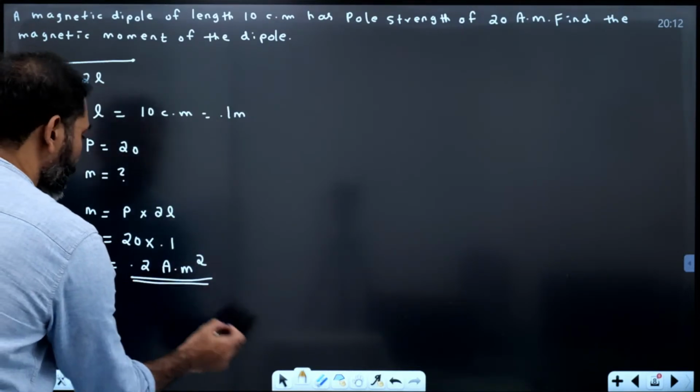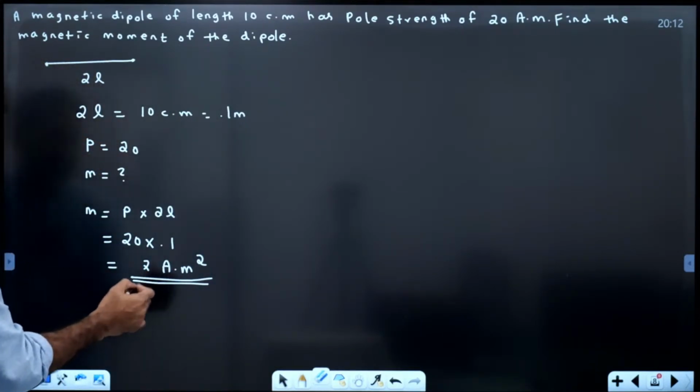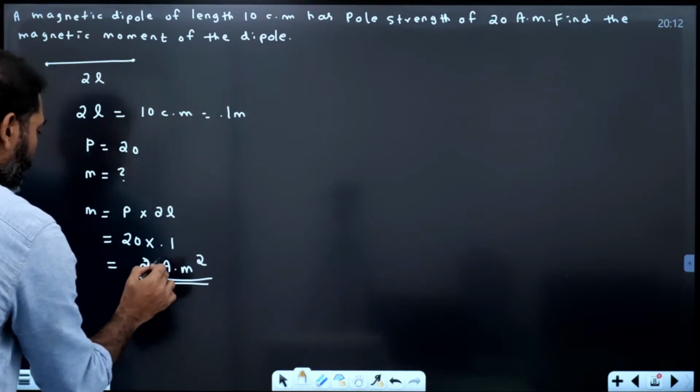Twenty into 0.1 is 2. Sorry. 2 ampere meter square.